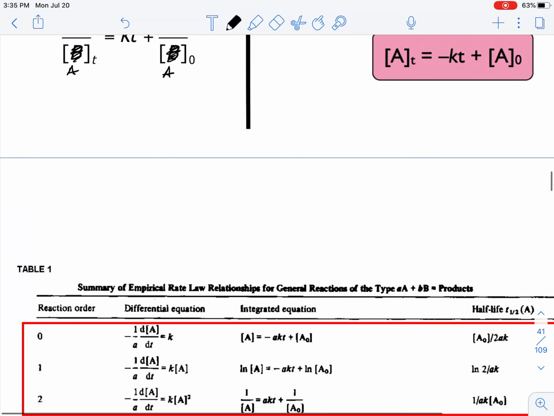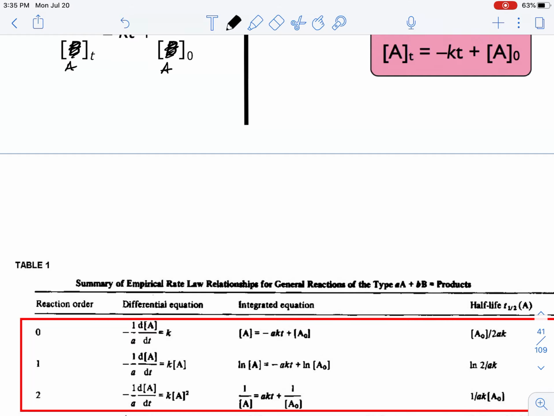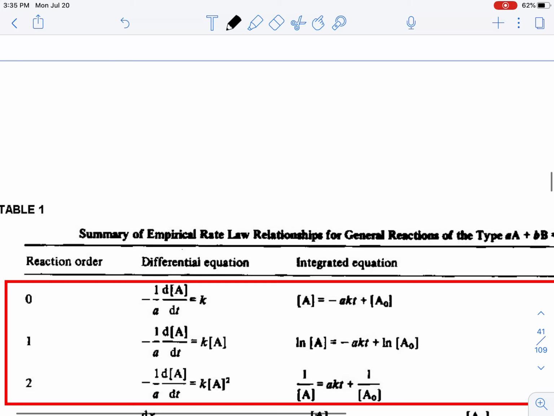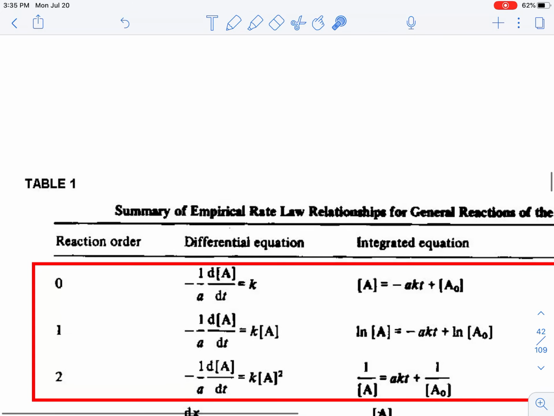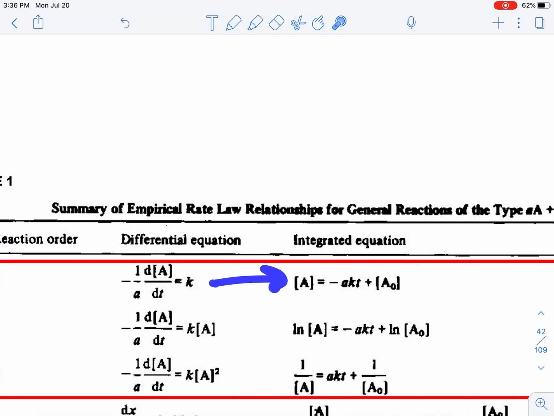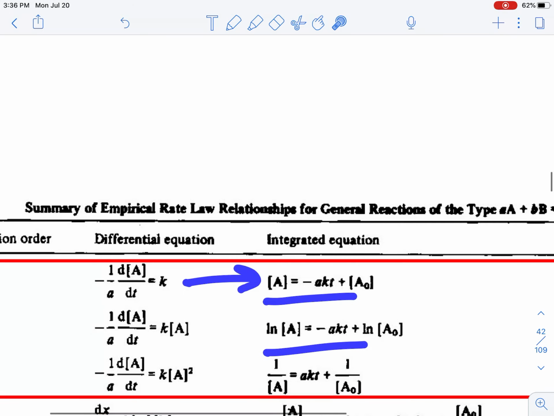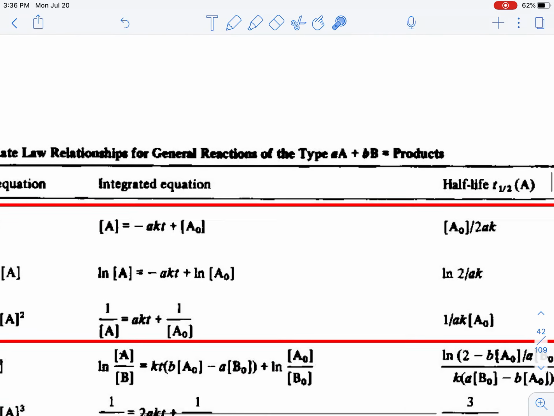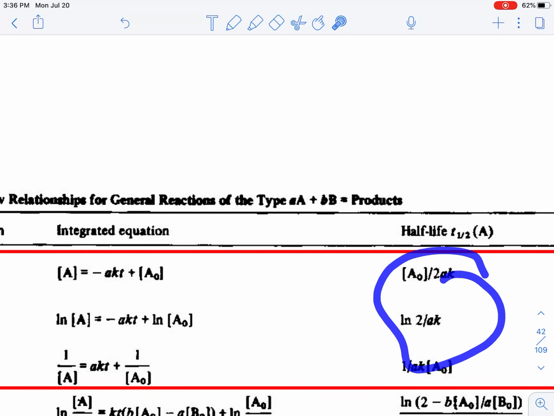So remember that when we were discussing first order, second order, and zero order kinetics, I was constantly referring to the fact that the general reaction has only one reactant. And so this is basically summarizing what the differential equation looks like for zero, first, and second order. And so this is the differential equation. And when we integrate the differential equation, we get the equations that I've shown you here. And so this is their corresponding half-life.